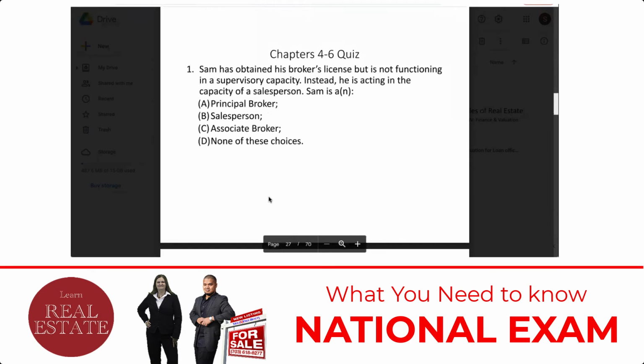All right, Sam has obtained his broker's license, but is not functioning in a supervisory capacity. Instead, he is acting in the capacity of a salesperson. Sam is what? Is he a principal broker, a salesperson, an associate broker? None of these choices. What is Sam? Salesperson. So he's acting as a salesperson, but he has his broker's license. So would he still be a salesperson even though he has a broker's license?